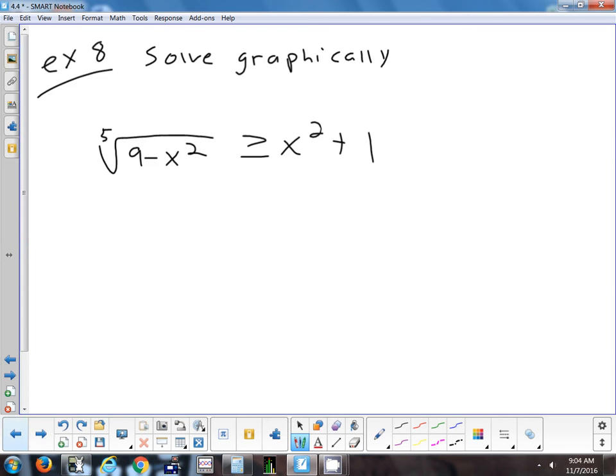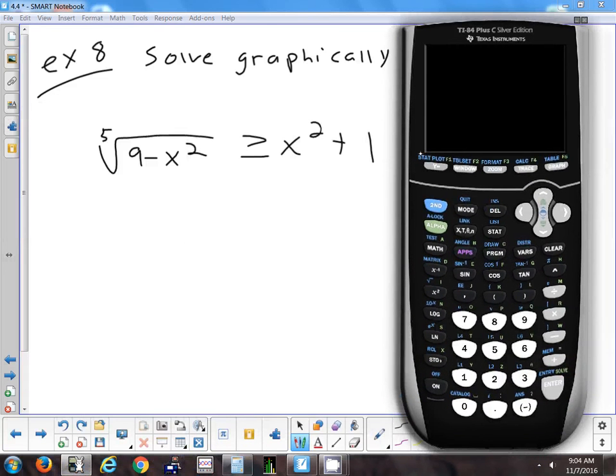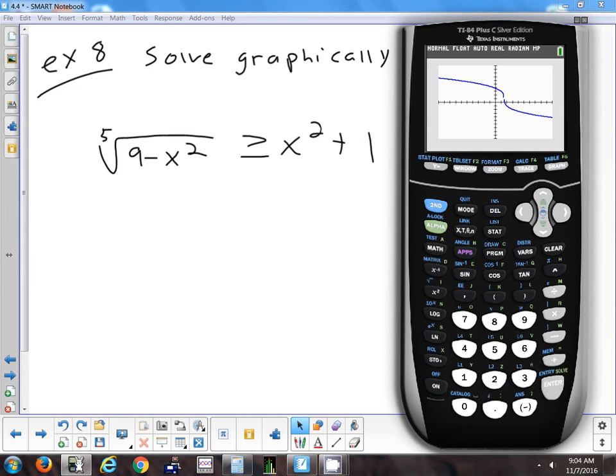This is an inequality. Inequalities with roots can be a little challenging, so we're going to stick with doing them graphically. And this is pretty straightforward. Take what's on the left in y1, what's on the right in y2. And then you're just going to take a look at where they cross, and you're going to look for the condition either where one is above the other or one is below. That's it.